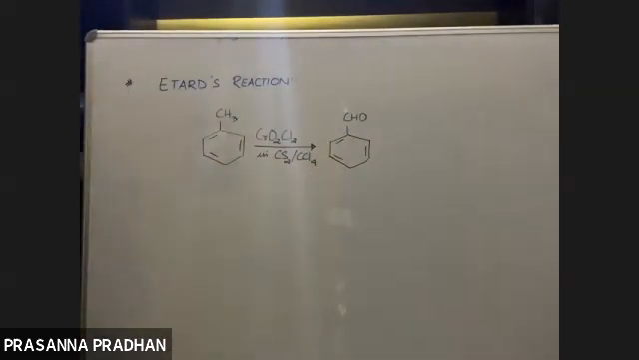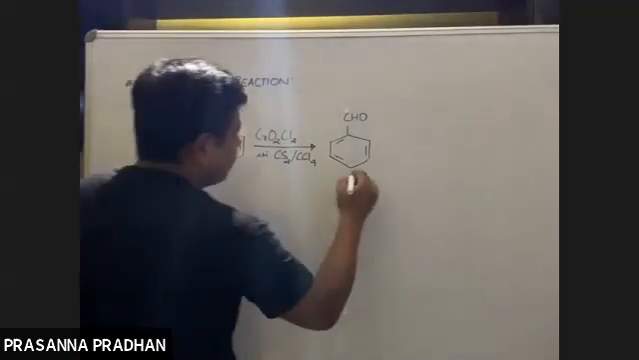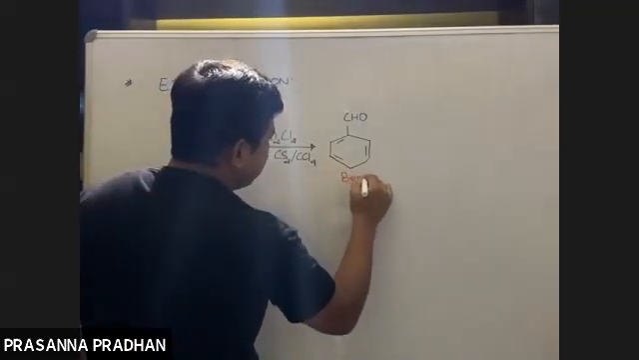Okay. Now, if the question is twisted a little bit, if I twist the question a little bit and ask you to prepare benzaldehyde from benzene, how will you do it? Benzene to benzaldehyde. Now I know at the back of my mind, yes, toluene. I can easily convert toluene into benzaldehyde.